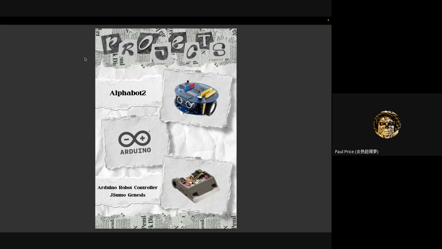Since I'm an electrical engineering student, of course I've done some projects that align with my passion and my major. Some of the projects I've worked on include these two robots that I coded using Arduino. The first one is Alphabot 2, a robotics kit that enhances my understanding of programming and sensor integration itself. The second one is the Arduino robot control, the Sumo Genesis, a system to remotely control robots with precision and efficiency. This project also highlights my ability to integrate mechanical and electrical engineering principles. These two projects allowed me to refine my technical skills while working collaboratively.